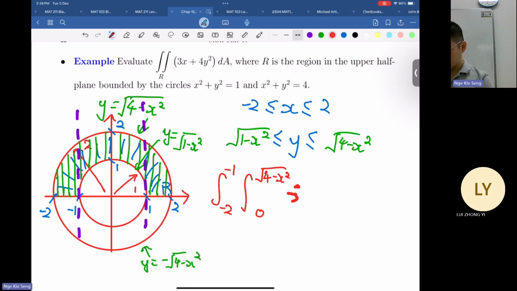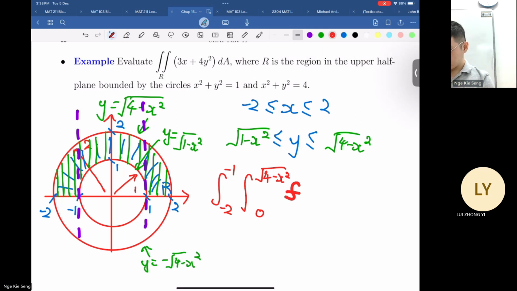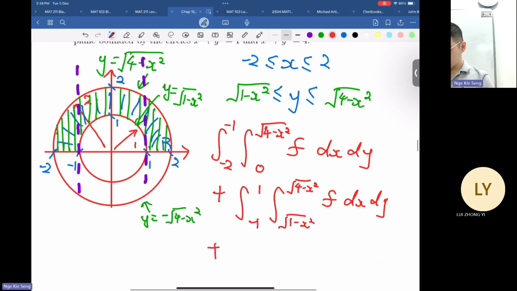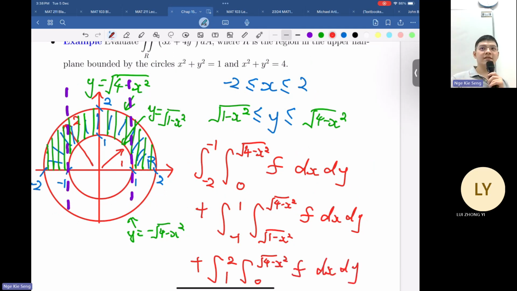So f dy dx, plus, from -1 to 1, from square root of 1 minus x squared to square root of 4 minus x squared, f dy dx. And then plus from 1 to 2, from 0 to square root of 4 minus x squared again, f dy dx. Okay, does it make sense?